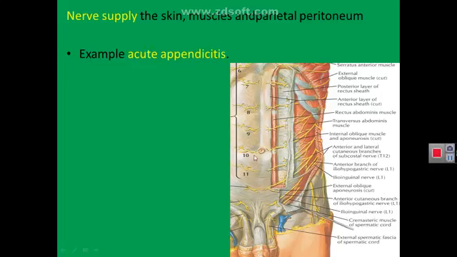So there will be shifting of pain from periumbilical to right iliac pain, because the pain early is visceral, from visceral peritoneum, transmitted by sympathetic nerves, but later on it will be parietal peritoneal pain, somatic pain localized here in the position of the right iliac fossa.